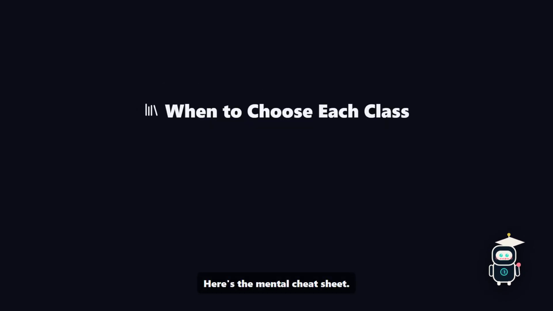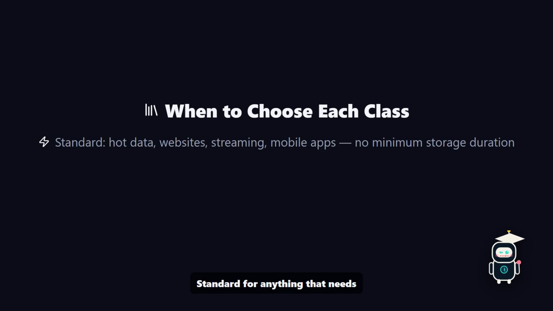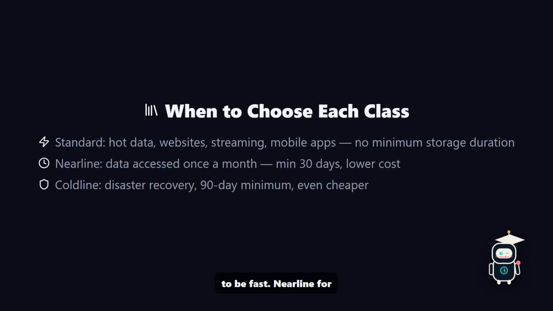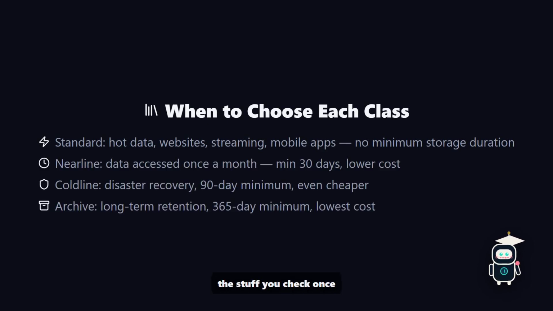Here's the mental cheat sheet. Standard for anything that needs to be fast. Nearline for the stuff you check once a month. Coldline for the stuff you hope you never need. Archive for the stuff you legally must keep for years. And remember, all four are backed by the same industry-leading durability. So you're not choosing between safe and cheap. You're choosing how often you plan to touch the data.